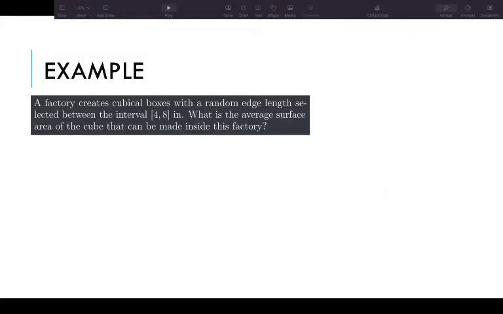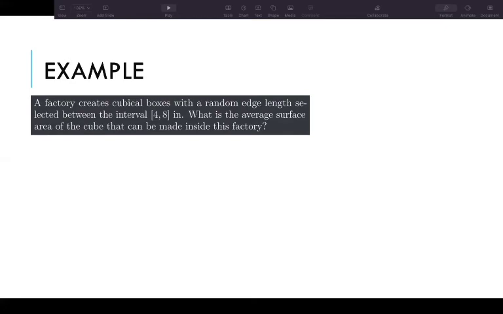With this mean value theorem, we can apply this concept to word problems. Here's a word problem on the mean value theorem. A factory creates cubical boxes with a random edge length selected between the interval 4 to 8 inches. What is the average surface area of the cube that can be made inside this factory?